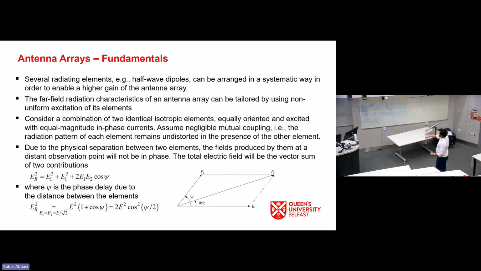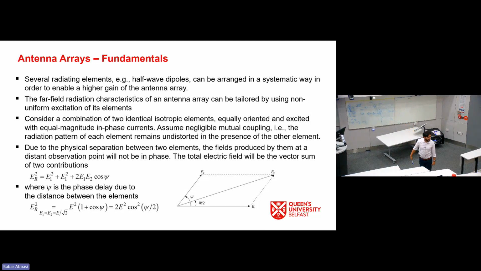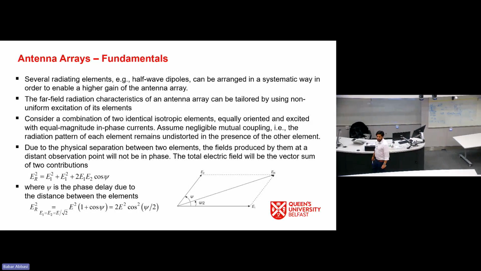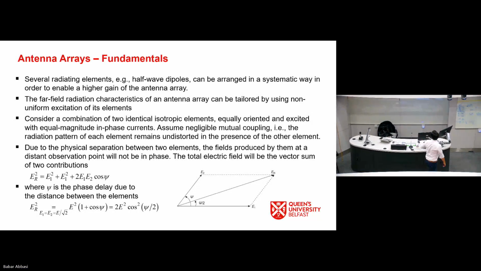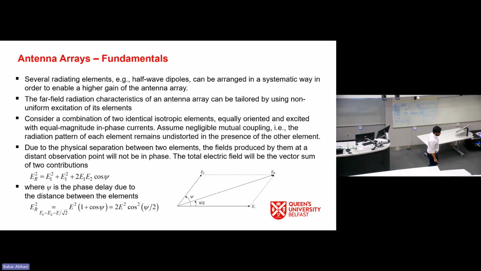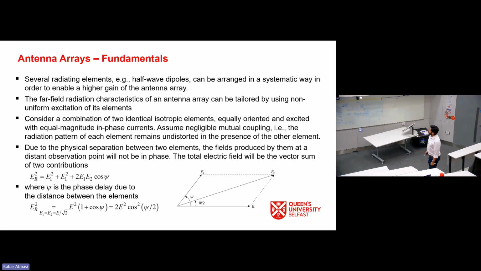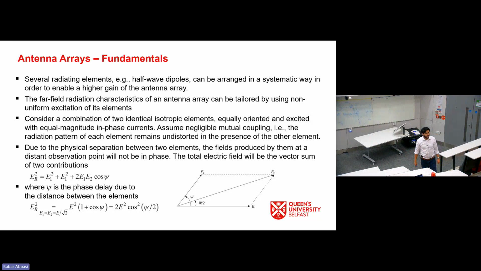So for example, if I have electric field vector 1 by the first antenna and electric field vector 2 by the second antenna, then the total resultant will be ER squared is equal to E1 squared plus E2 squared plus 2 E1 E2 cos psi. And psi is the phase difference between these two antenna elements. If they are in the same phase and the same orientation, then there is a fair chance that I can increase their electric field vector by 2.